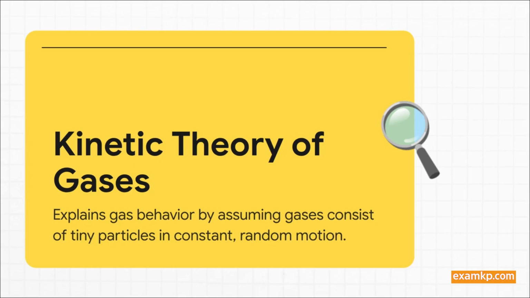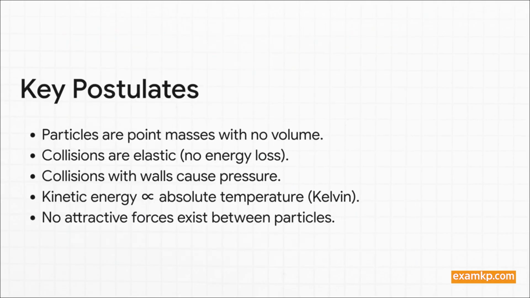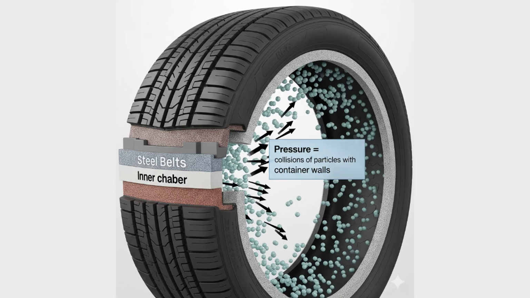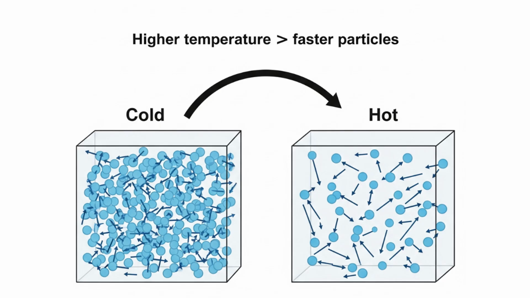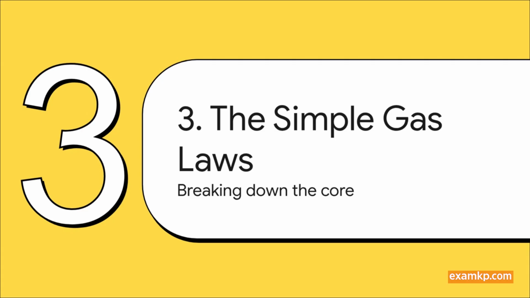Now, what's so cool about this slide is how these 5 simple rules explain so much. You know the pressure in a tire? That's literally just countless particles smacking against the inside walls. And the temperature? That's just a way of measuring how fast, on average, those particles are moving. It all connects.